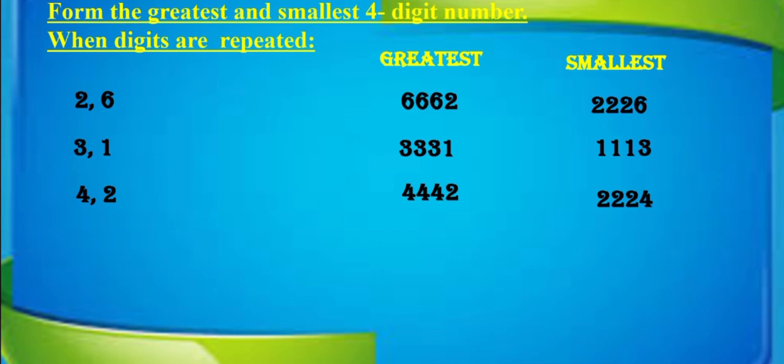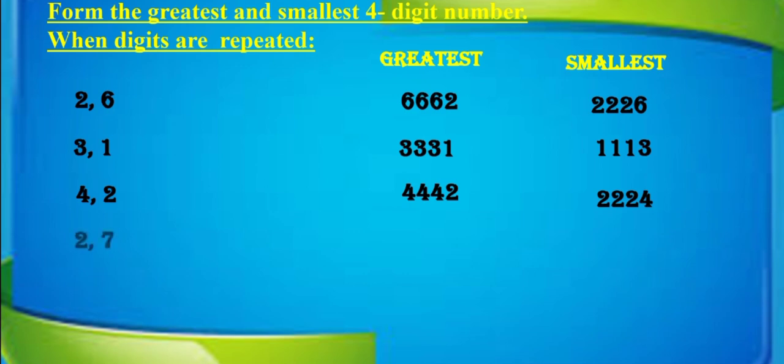2224. I didn't insert the commas because it may be confusing for you. That is why I didn't insert the commas. If you want, you can insert the commas between the thousands and hundreds place. That is 4,442 or else 2,224. Like that you can insert the commas.